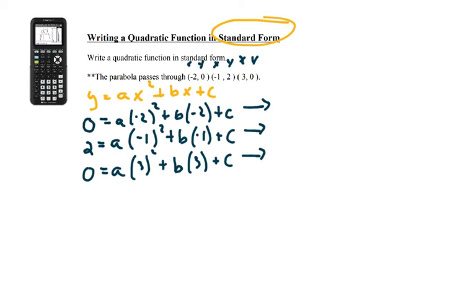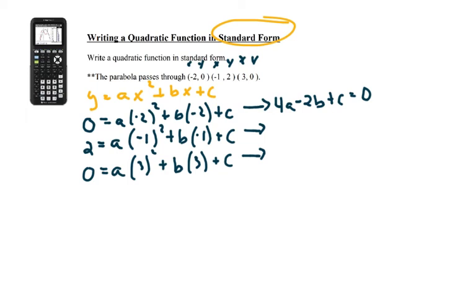-2 squared is going to give me 4, so that's 4a. Plus, -2 times b is just -2b, plus c. Okay, my next one. Let's put the equals on. Equals 0. I'll put the equals on the side that we like to see it on.